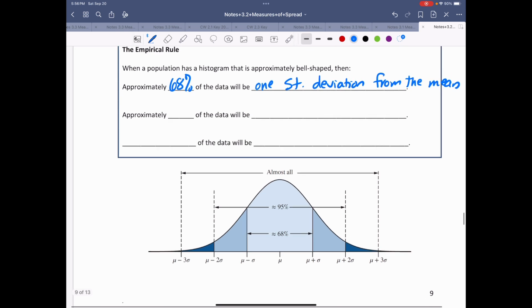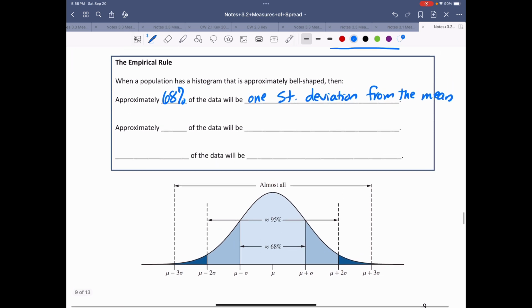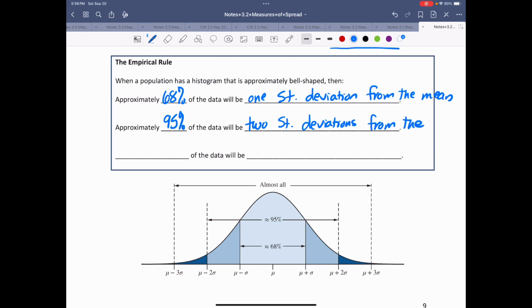And if you look at this picture down here, this is what we're talking about. Approximately 95% of the data will be two standard deviations from the mean. And almost all of the data will be three standard deviations from the mean.